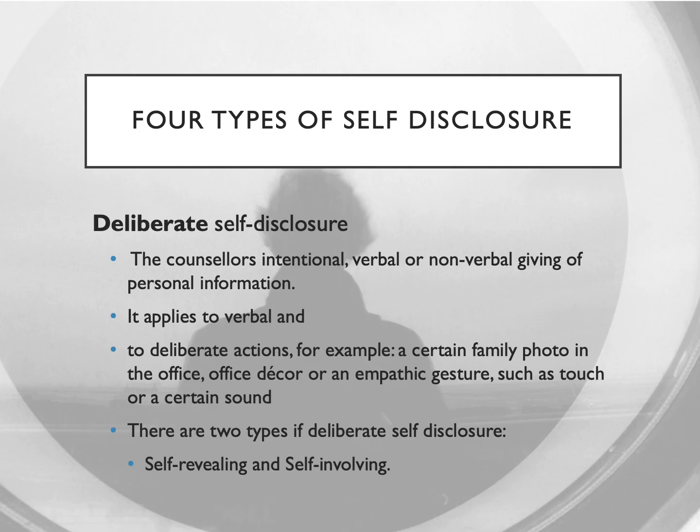The first self disclosure we're going to look at is deliberate self disclosure. This is where counselors are intentional in the verbal or non-verbal manner of giving away personal information. It's deliberate actions, for example, placing a family photo in the office or a story that you tell about yourself. There are also two types of deliberate self disclosure: self revealing and self involving. Self revealing means that you tell a story about something that you have lived through. Self involving is when you get involved in a certain problem narrative of the client.